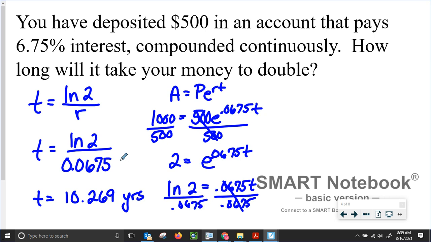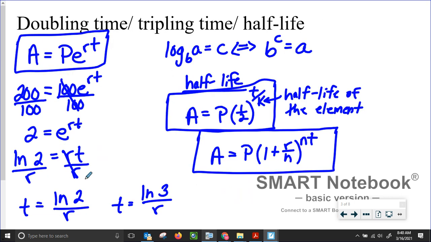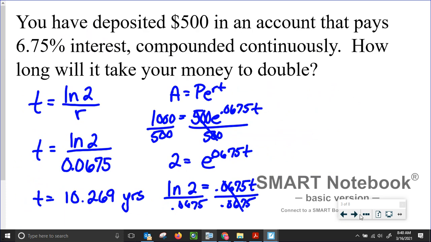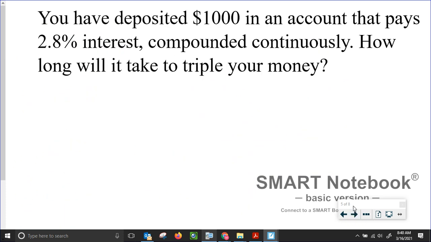So, yes. If you remember this formula that we derived, when we're talking about doubling and tripling time, we don't have to do all of that work again. We can just always jump straight to here, all right? So it just makes life a little bit easier. All right, go ahead and try this one. All right, but now it talks about tripling your money.